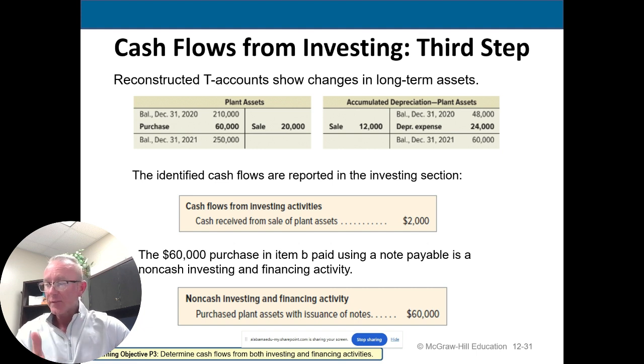So the only cash that I received here was $2,000. It says the purchase is a non-cash investing and financing activity. It's non-cash. I never got the money. Had nothing to do with cash.